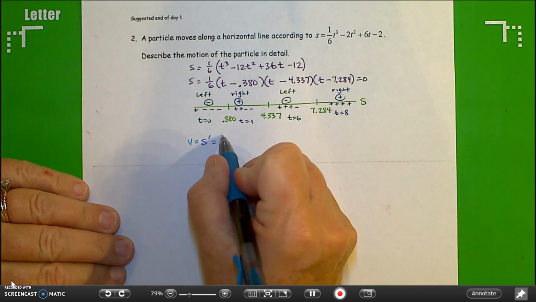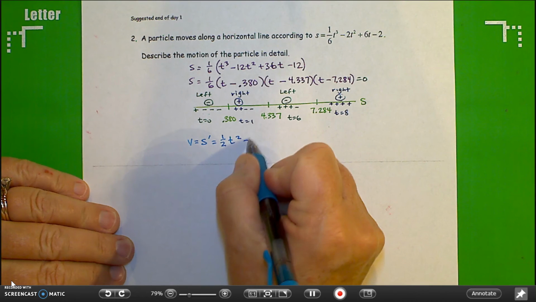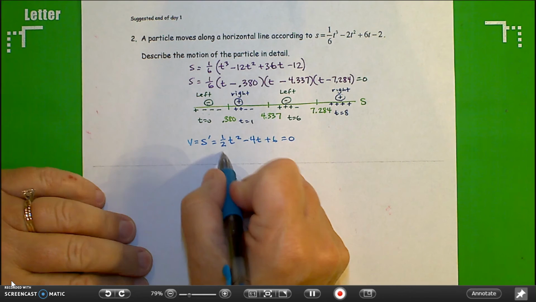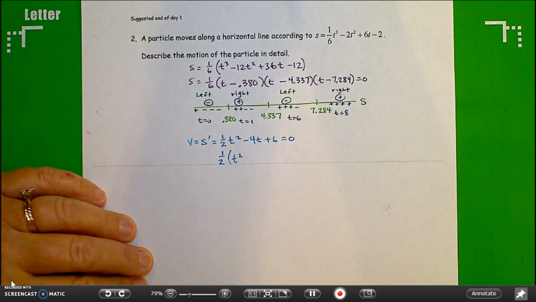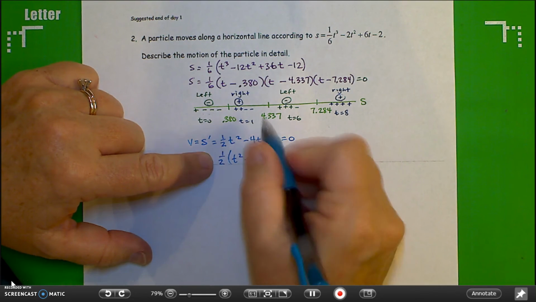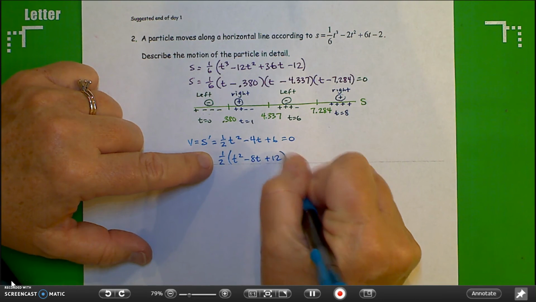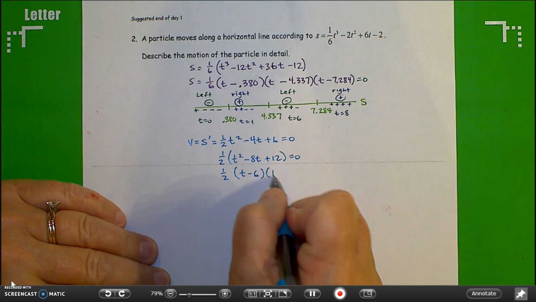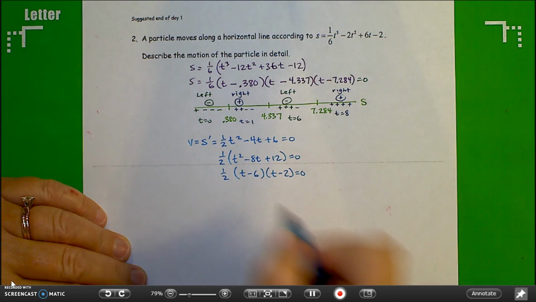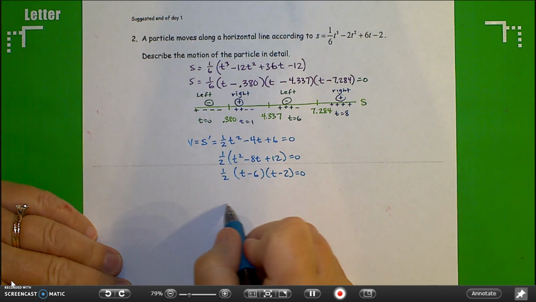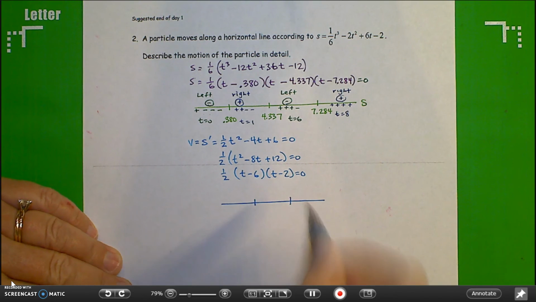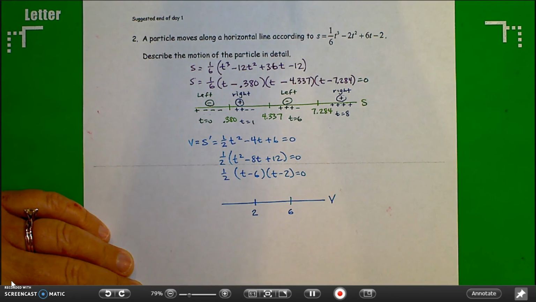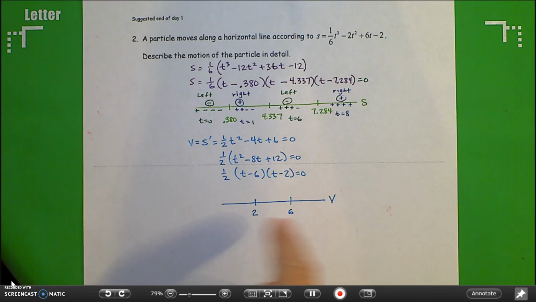So if I take 3 times that, I get 1/2 t squared minus 4t plus 6. I need to set that equal to 0. I'm actually going to factor out that fraction again to make my factoring easier. If I take out a 1/2 there, that leaves me t squared minus 8t plus 12 equals 0. I believe this is t minus 6 and t minus 2 equals 0. Zero product property gives me two solutions. Time equals 6, time equals 2. I am going to build a sign analysis on velocity and put my 2 times there in numerical order. Time equals 2, time equals 6. So those are the spots where velocity is 0.